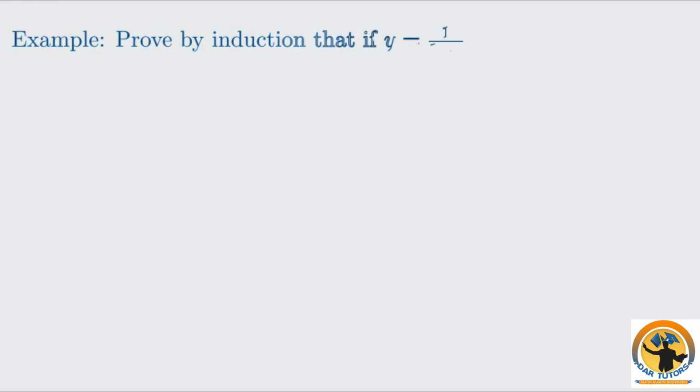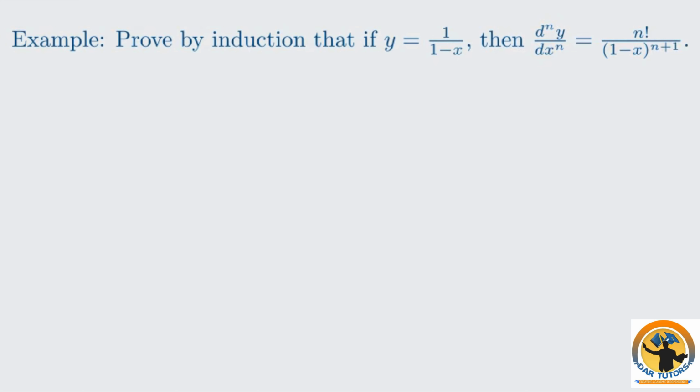Let's work through another example to solidify this process. This time, we'll prove a formula for the nth derivative of a rational function. We will prove by induction that if y equals 1 over the quantity 1 minus x, then the nth derivative is n factorial divided by the quantity 1 minus x to the power of n plus 1.